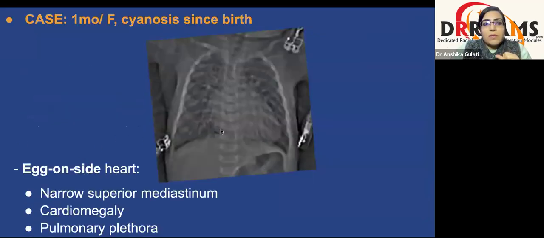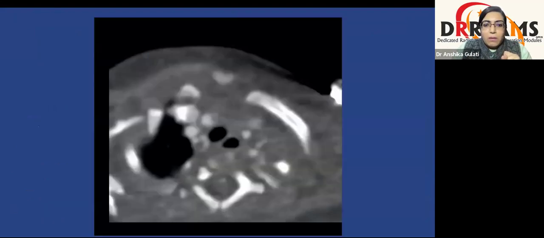This was a case of a 1-month-old baby girl who presented with cyanosis since birth. And we see there is cardiomegaly with a down and out pointing apex, with a narrow vascular pedicle and pulmonary plethora. The classical egg on side heart of TGA. We did a CT for her.